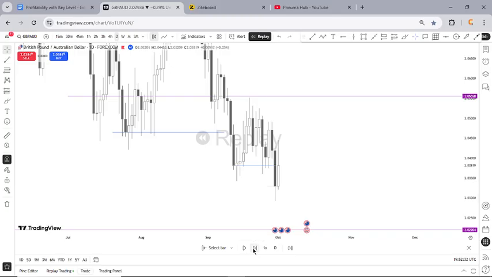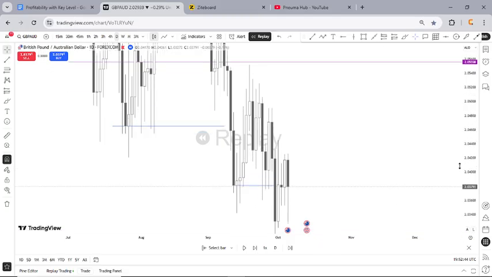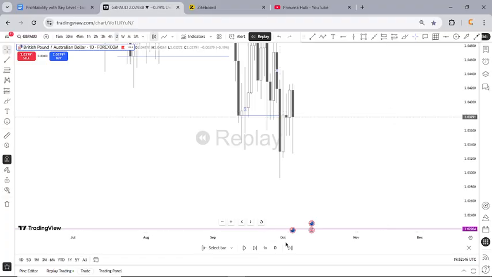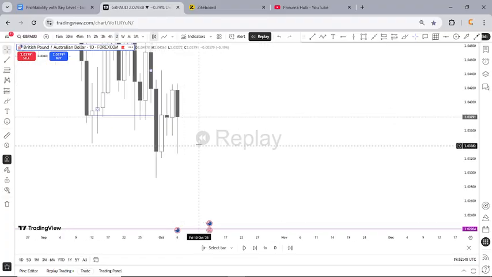Now I might not be able to use replay buy again. Why? We are in the daily time frame. So anything below the daily time frame, I will not be able to use the replay buy again. But let me work around this.